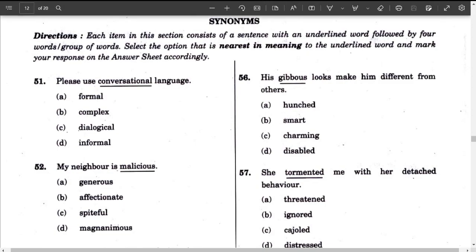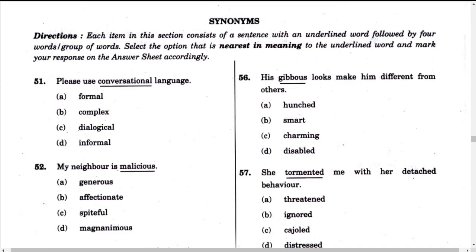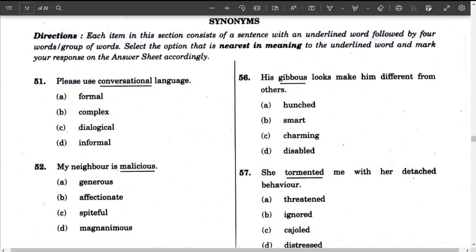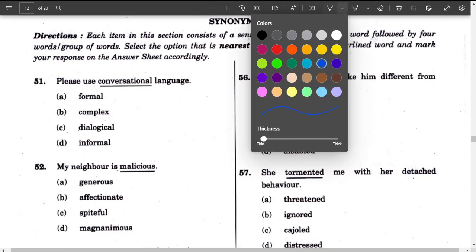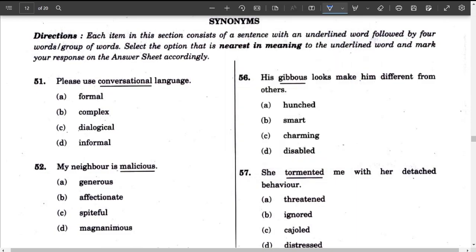Please use conversational language. Conversational language in the sense anything that is not formal, you can call it informal language. If your friend is speaking to you and is using language like an office language, then you can tell him please use conversational language. That means normal language. Formal cannot be used here, that becomes opposite. Complex no. Dialogical in the sense professional language. Informal language can be the correct one. So conversational and informal are synonyms.